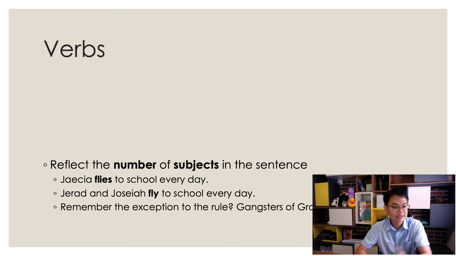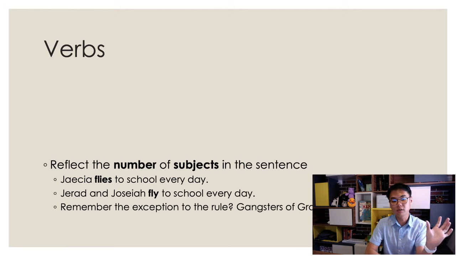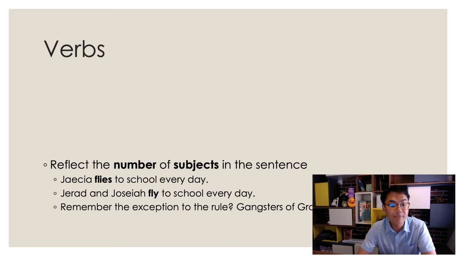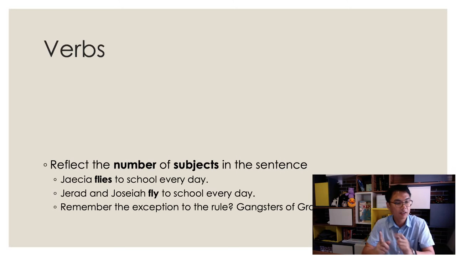Jared and Josiah, in this case, both of them are the subject, therefore more than one. Jared and Josiah fly. So notice the verb fly now carries the number. Many, no S after the verb. Fly to school every day. Okay? So Jaysha, singular, flies. Jared and Josiah, plural, fly. So the verb carries the tense and it also carries the number in a sentence. So looking at the verb can tell me how many subjects there are. And be very careful, it's always subjects. Only the subject agrees with the verb, not the object, which we'll look at later. Okay?